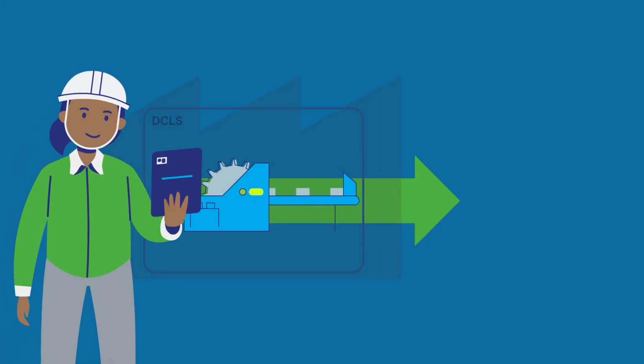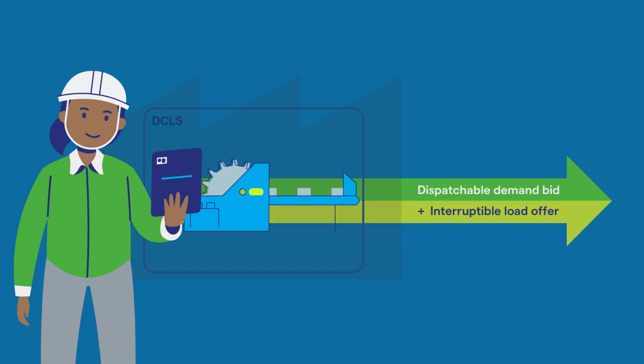In addition to her dispatchable bids, Sarah can also offer her factory's load as interruptible load in the instantaneous reserve market. If the same load is offered as both dispatchable demand and interruptible load, this will be taken into account by the market schedules, including the dispatch solution.